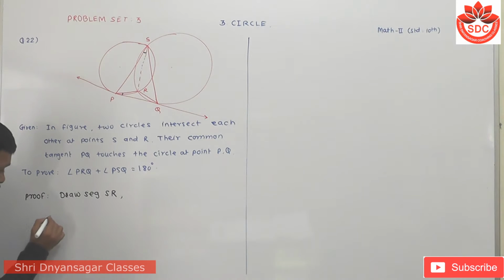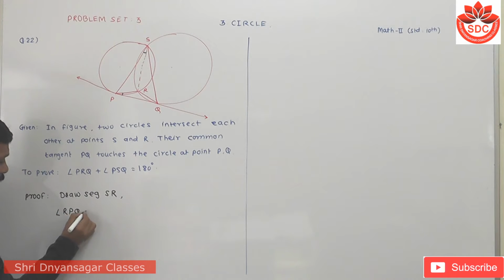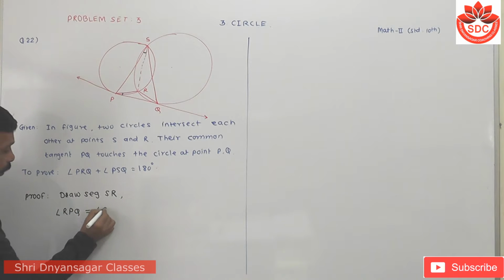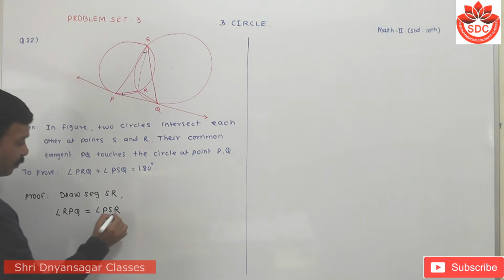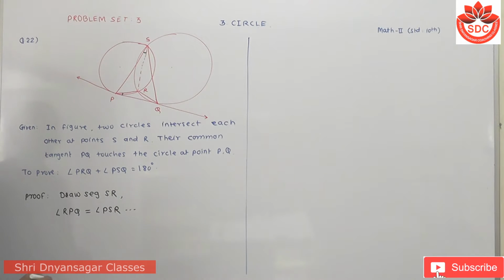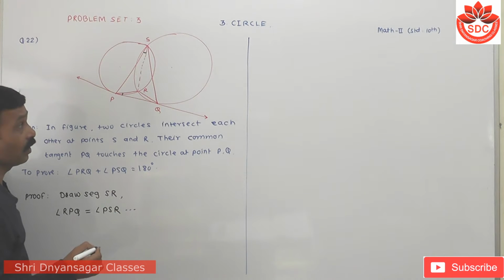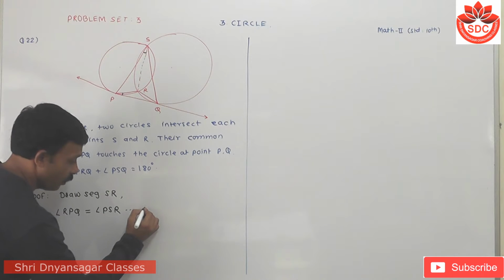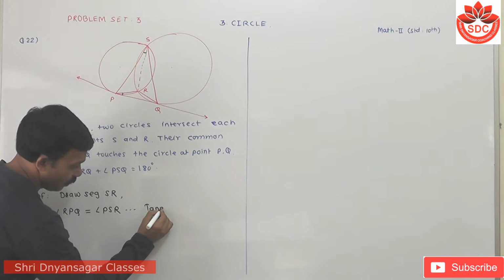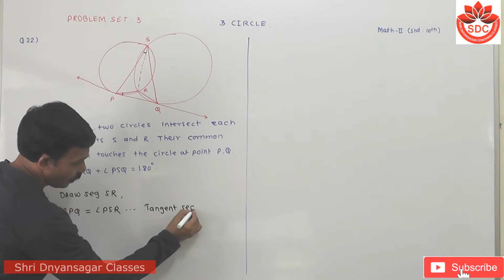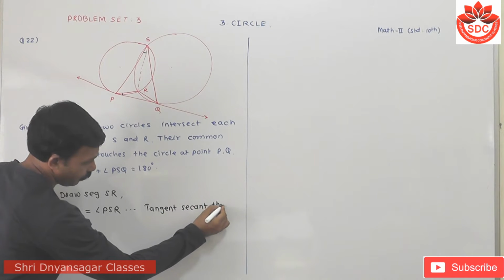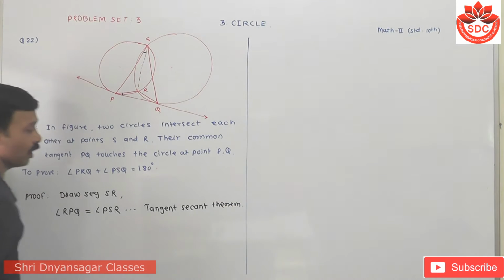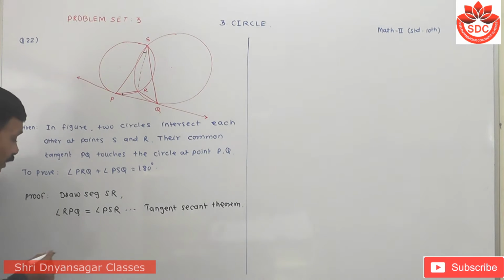So I have to write the first point here: angle RPQ is equal to angle PSR, because by the tangent secant theorem, or you can also write angles in alternate segments.